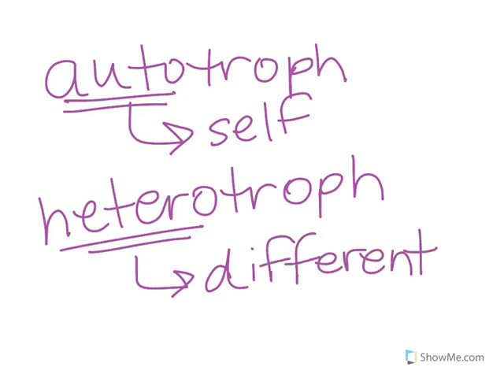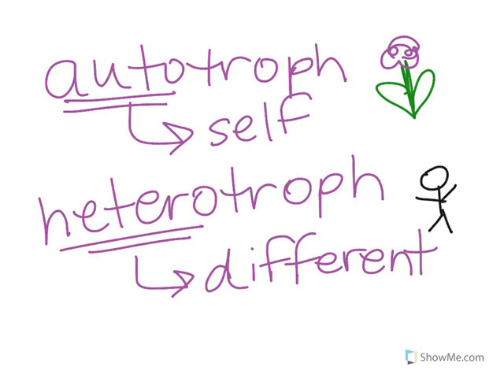Now then, what do you think plants are classified as? Autotroph, right. So here's a plant, here's my little flower. What do you think people are classified as? Heterotroph, right. People are heterotrophs.